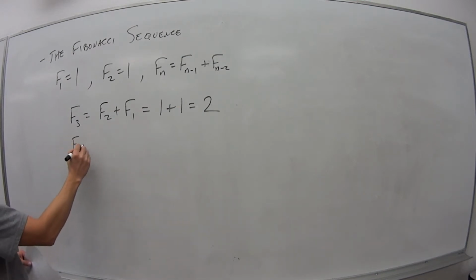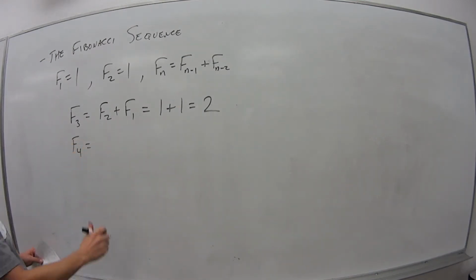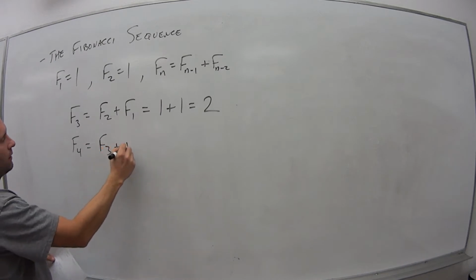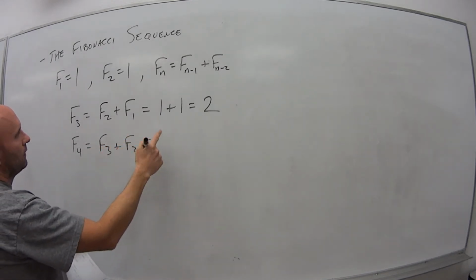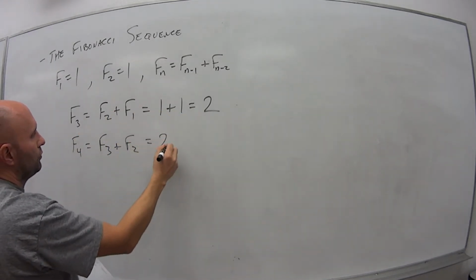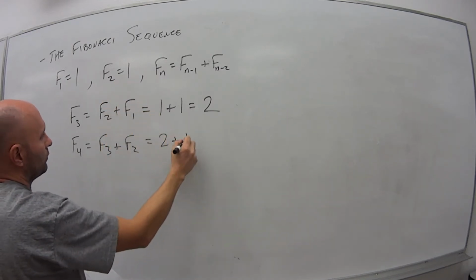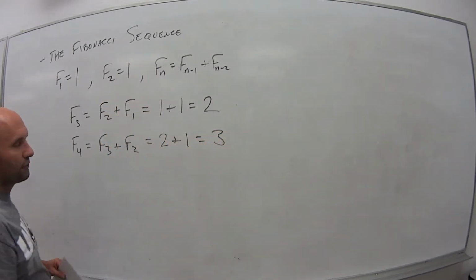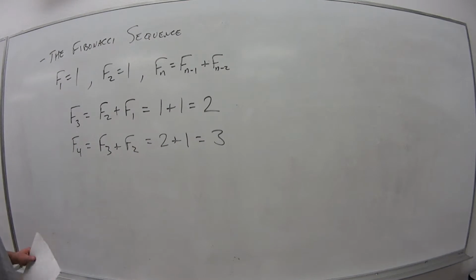So now f of 4. So that's what? That's f of 3 plus f of 2. So f of 3 is equal to 2. F of 2 is equal to 1. So f of 4 would be equal to 3. We'll do a few more here.